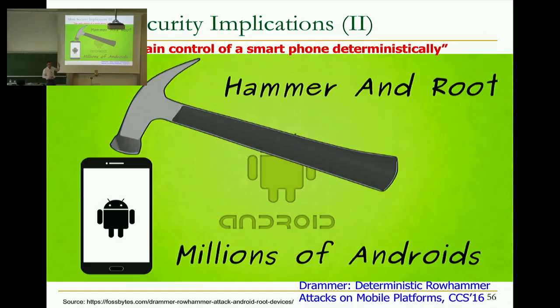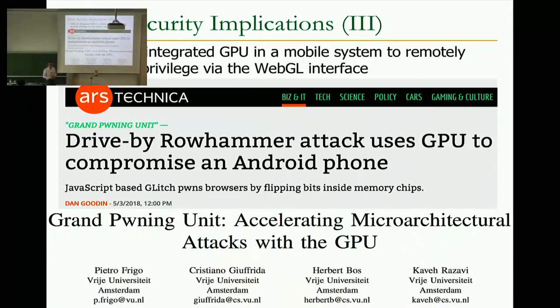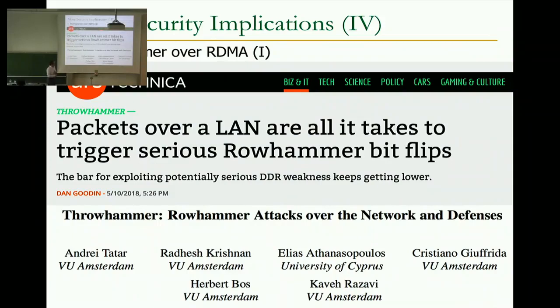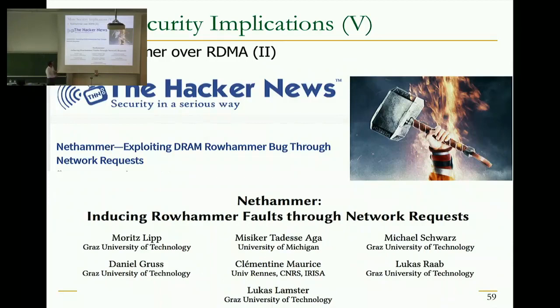So once you have a bit flip, people are very creative. They can accelerate these attacks with the GPU because GPUs are very intensive. They can generate a lot of requests, so you can Rowhammer much, much faster. And this work shows that you could take over a system through the WebGL interface via the GPU. This work shows that you could do this attack through the remote direct memory access interface. You can access the memory of some other server and hammer it over there, and then you can take over that server. And these folks did the same thing at the same time.